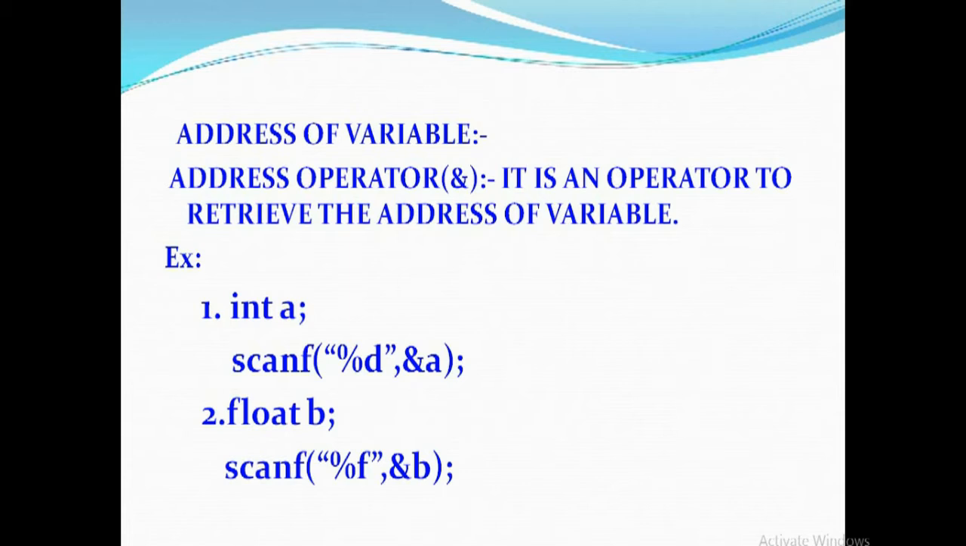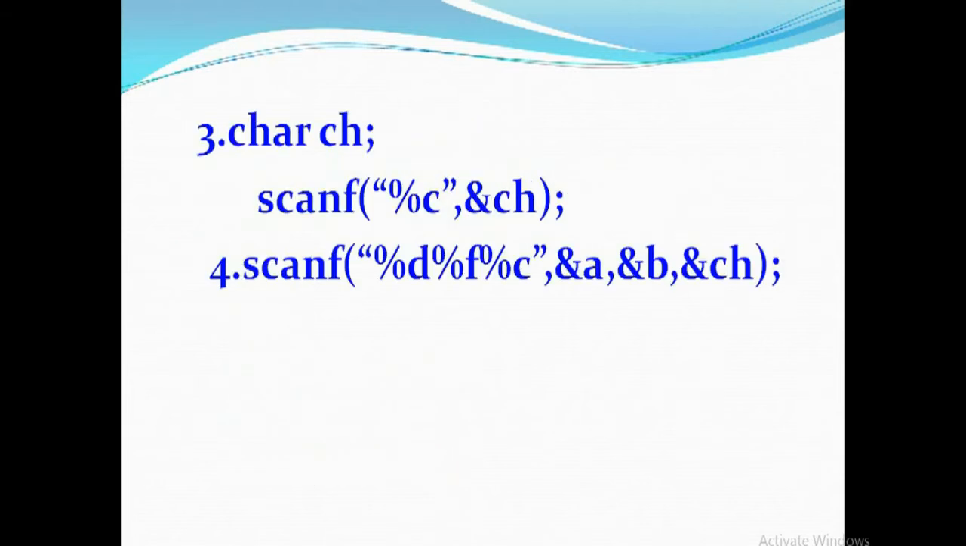Similarly, float b: scanf %f, address of b; character ch: scanf %c, address of ch. Instead of writing the scanf function multiple times to read multiple types of values from the keyboard into multiple variable addresses, we can use a single scanf function like scanf %d %f %c, comma, address of a, comma, address of b, and address of ch. Using this statement, you can read a group of values at the same time and store them into the a, b and ch memory locations. But remember that the format specifiers in the scanf function, that is %d, %f, %c, should not be separated by any comma or any space. You should provide them continuously: %d%f%c.